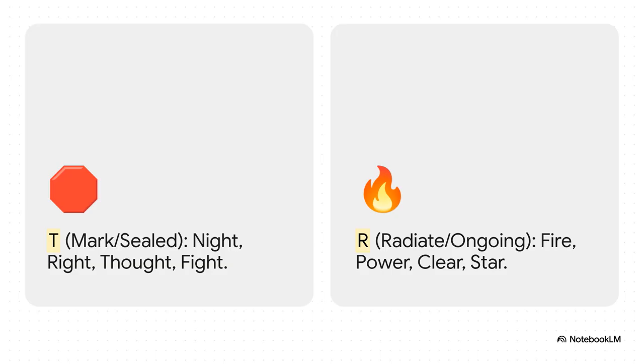This contrast becomes so clear when we look at how words end in this framework. Take words ending in T. The tongue strikes the roof of the mouth in a hard stop. It seals and completes the action. Night, right, thought, fight. The state is locked. But compare that to words ending in an R, where the tongue vibrates or just approaches the roof without fully closing. That means the action is radiating continuously. Fire still burns. Power still flows. A star still shines. The source is arguing that the physical geometry of that final consonant strictly dictates whether a reality is finished or ongoing.